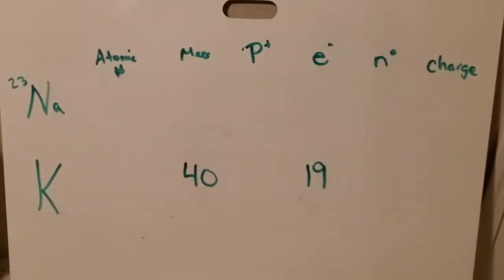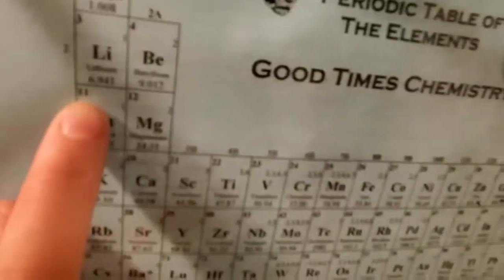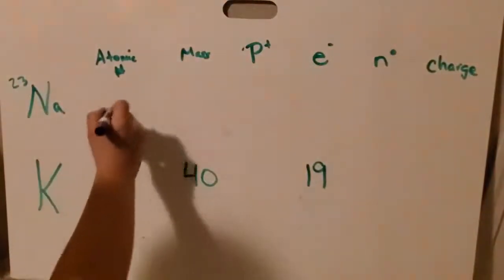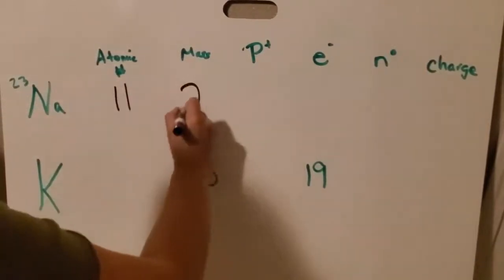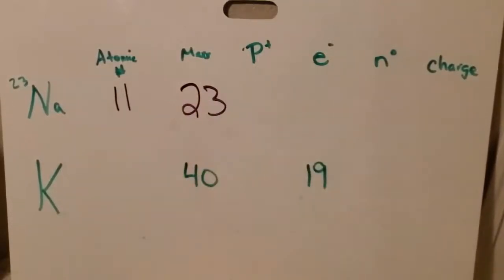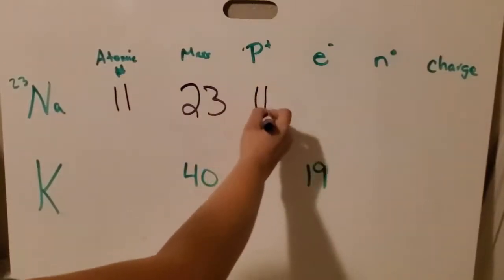Atomic number. Well, if you don't know the atomic number, you can get that off the periodic table. So find sodium, sodium's here, and the atomic number is in the top corner. So the atomic number for sodium is going to be 11. Mass. Well, it says up at the top of this page that this number is the atomic mass. So our atomic mass is going to be 23. The next thing it asks for is protons. I wrote it as P plus. That's another way to write protons. So, well, we know, hopefully, that the atomic number is the same as the number of protons. So protons is going to be 11.